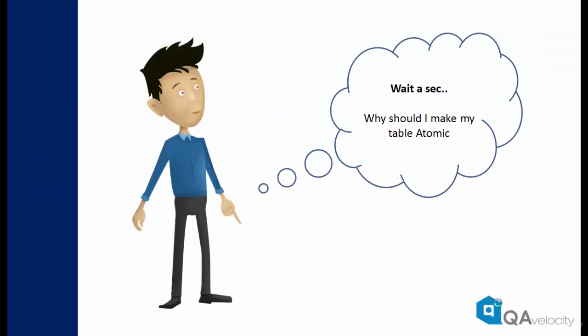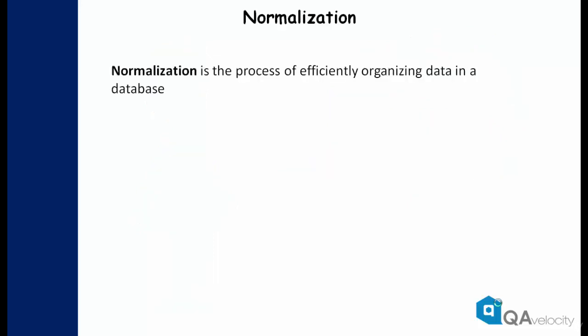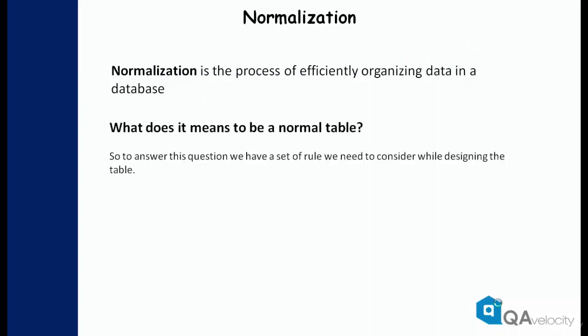Exactly, this is an obvious question which comes to our mind. Atomicity will help us in designing a smart table where we can search our result easily, and that is where the concept of normalization comes into the picture. Normalization is a process of efficiently organizing data in a database. What does it mean to be a normal table? The answer is, we have a set of rules we need to consider while designing the tables.